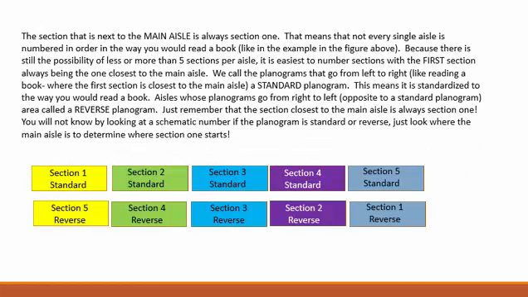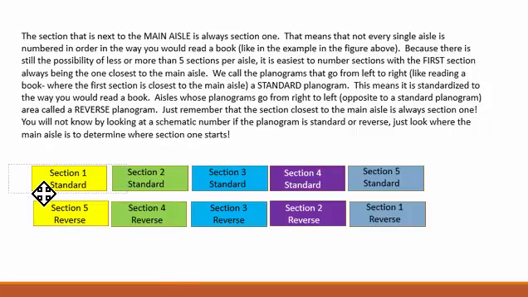So the section is in our main aisle. Most of the aisles are going to have 5 sections. The section that is next to the main aisle, so the main walkway, is always going to be section 1. That means not every single aisle is numbered in the order like you'd read a book, left to right. It's all based off of what section is closest to the main aisle.